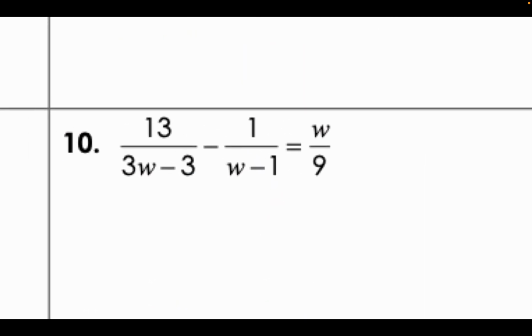Number 10, in order to tell what our least common multiple of the denominator, or least common denominator, will be, we want to first factor each denominator. This left denominator needs to be factored, 3, leaving us with w minus 1. So now we may more clearly see that this is missing the 3 that this has, but this has a 9. So that means our least common denominator is going to be 9 times w minus 1. So I'm going to multiply everything times 9 times w minus 1.